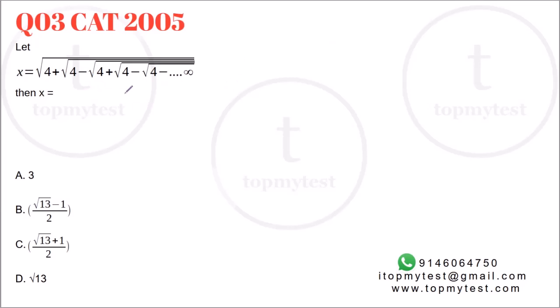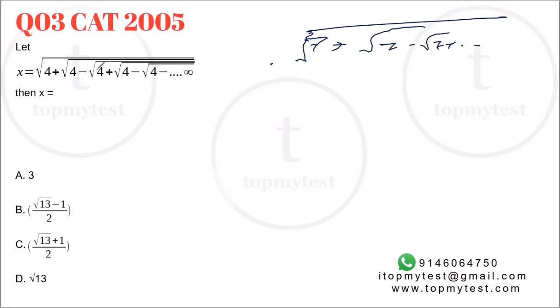Now, this is something which has come up in CAT. Again, it has come up in IFT, very recent IFT papers as well. That was something like 7 plus square root of 7 minus 7 plus, and so on. The one on IFT was something like this. Here, the CAT one is this one. This came up in CAT 2005. IFT was very recent, about 2015 or 16. So let's try this.